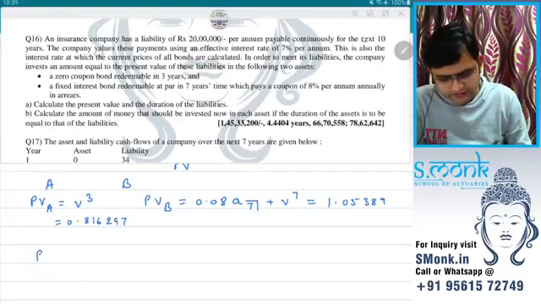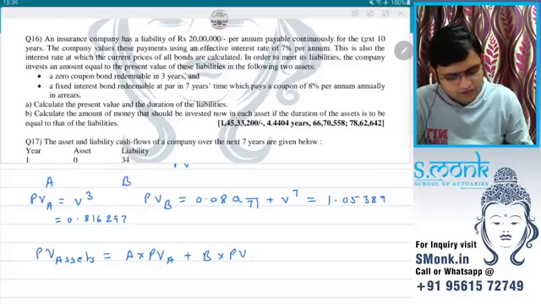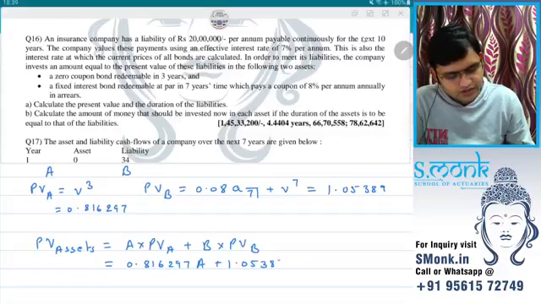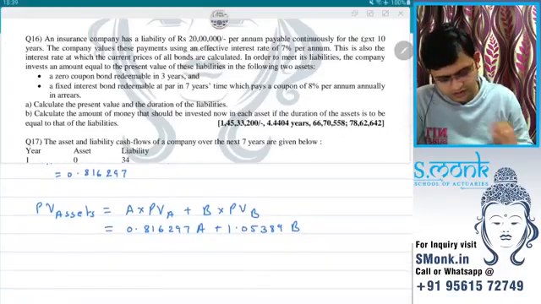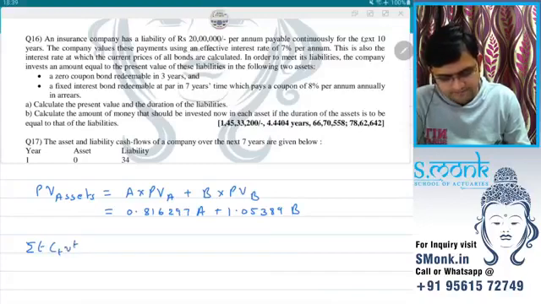So the present value of our assets will just be A times present value of A plus B times present value of B. Okay, so that will just make it 0.816297 A plus 1.05389 B, right? This is our present value. Then summation t Ct v raised to t for assets.